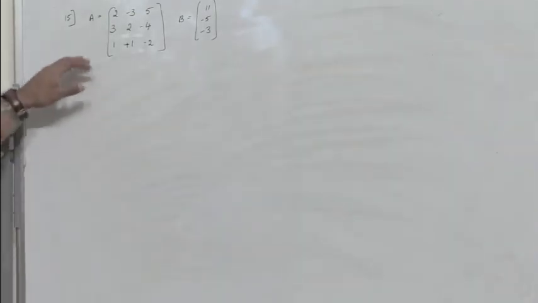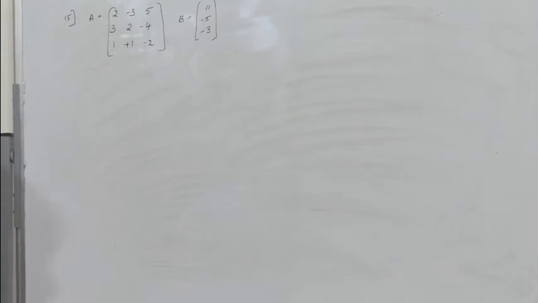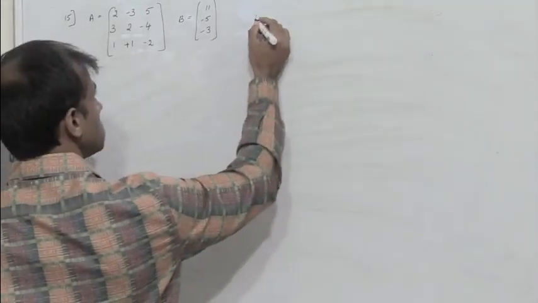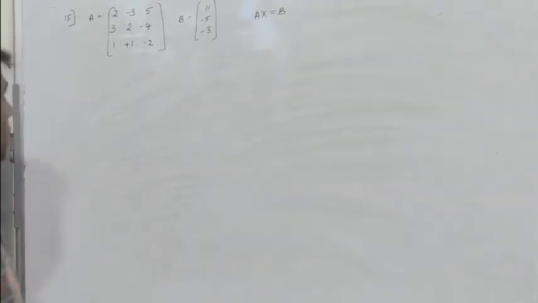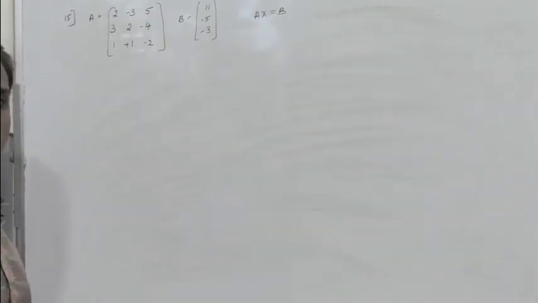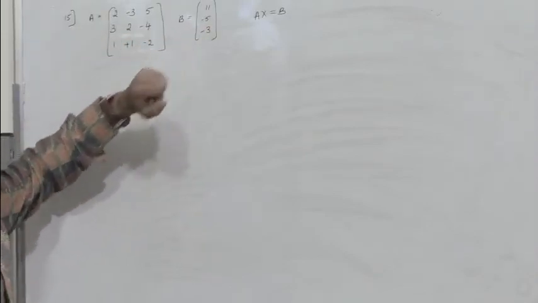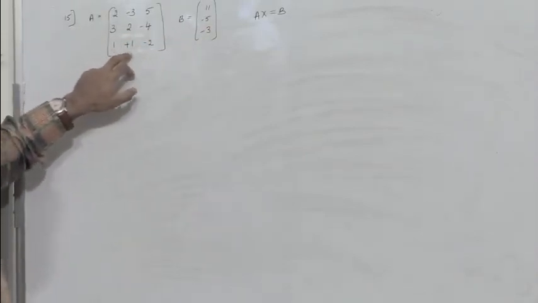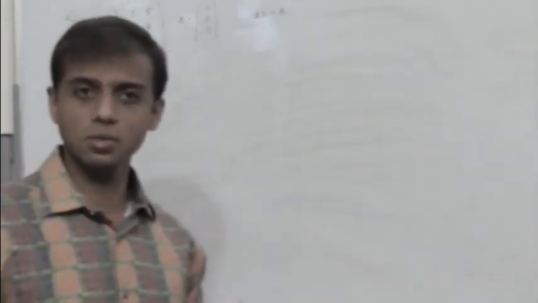So in problem 15, we have matrix A and matrix B. Matrix A and matrix B can be written as a system of equations defined by Ax equal to B, wherein we have 2x minus 3y plus 5z equals 11, then 3x plus 2y minus 4z equals minus 5, then x plus y minus 2z equals minus 3. So those are the three equations that we get.